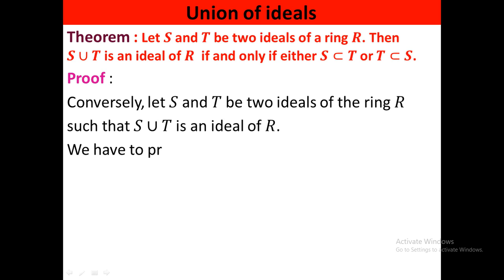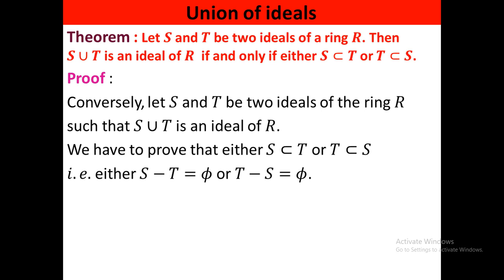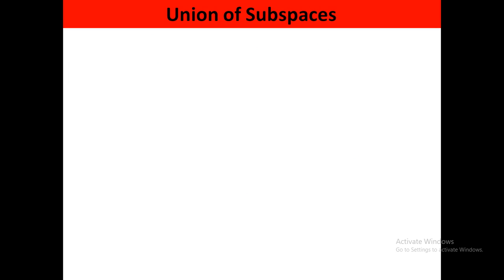We have to prove that either S is a subset of T or T is a subset of S. Now, S is a subset of T is equivalent to S minus T is phi, and T subset of S is equivalent to T minus S equal to phi. Why? Please see the diagram.